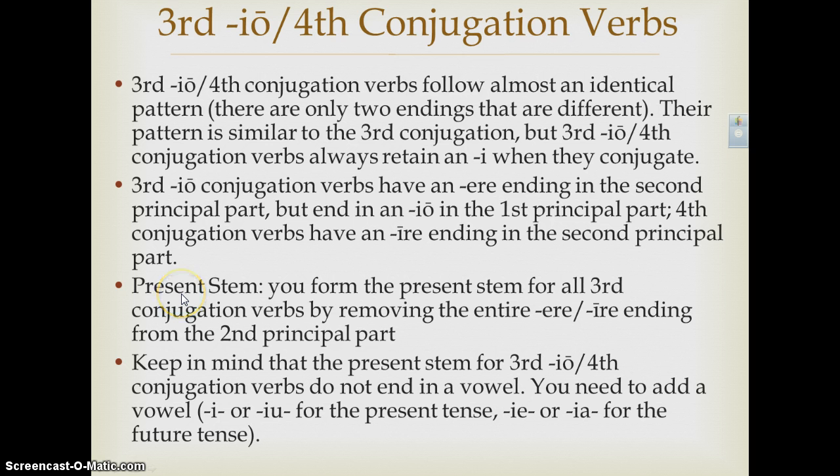Now, like the third conjugation, you form the present stem of the third IOs and fourths by removing the entire ERE, or IRE for fourths, from the second principal part. So what that means is that your present stem does not end in a vowel. Just like the third conjugation, you're going to have to add the vowel between the stem and the endings. The vowel for the present tense is going to be I or IU. The vowel for the future is going to be IE or IA.